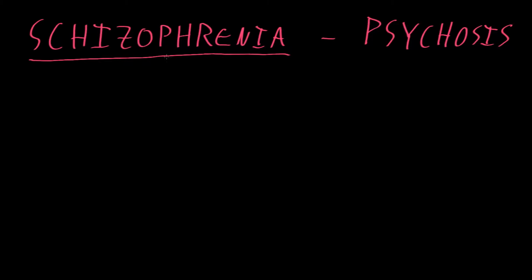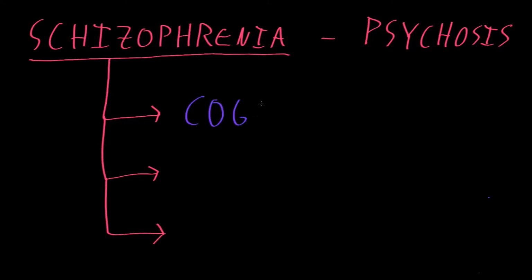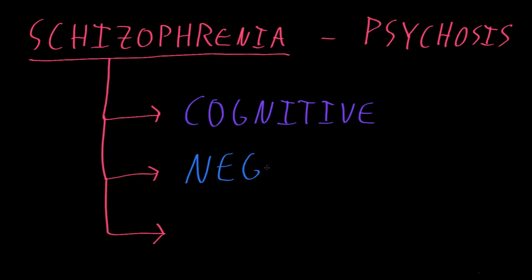The abnormalities of schizophrenia are often divided into three big categories. The first of these are called cognitive symptoms. There can be all sorts of cognitive symptoms with schizophrenia, such as abnormalities of attention, organization, or things like planning abilities.